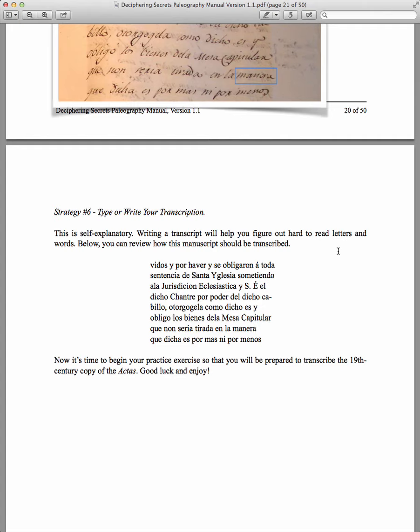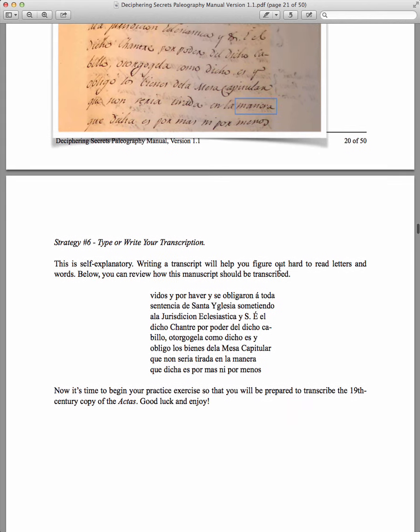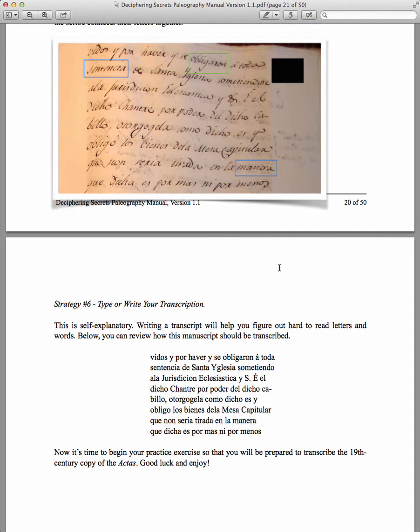So if there's something that you just cannot figure out, you can start to then work through the rest of the transcription. So I'm going to show both of these right here at the same time because you can see these different elements going on. So it says "vidos y por haber y se obligaron a toda." So let's say, for instance, I was working off "obligaron" up here.